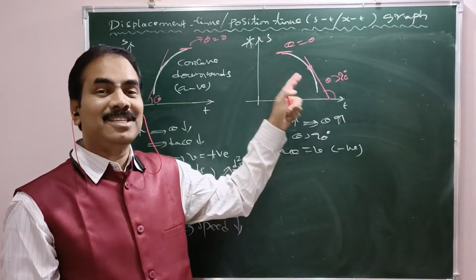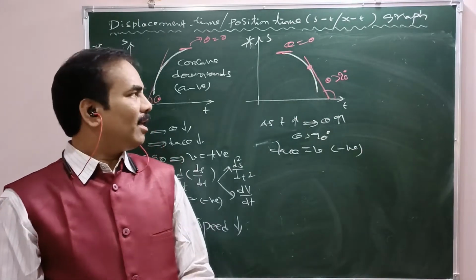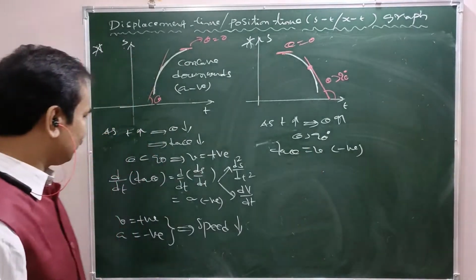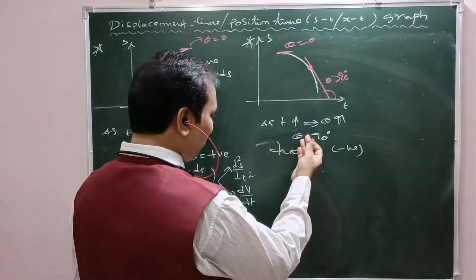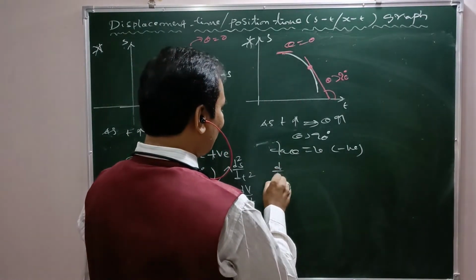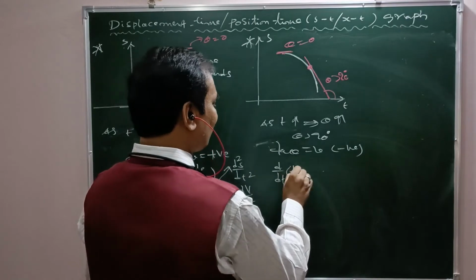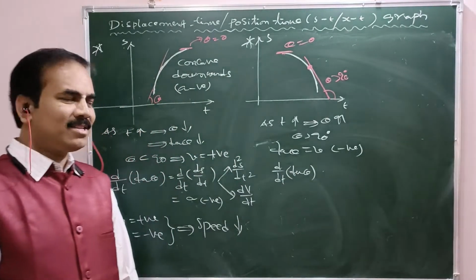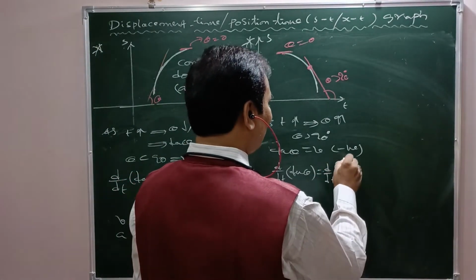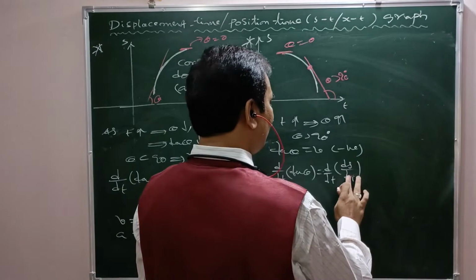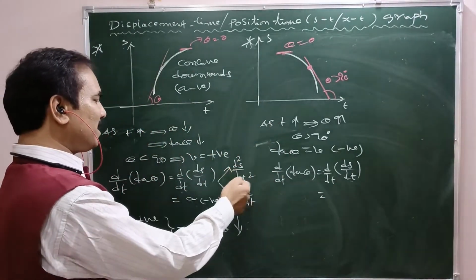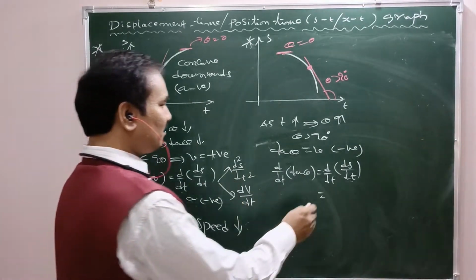Slope means velocity. Velocity changes linearly with time means acceleration is constant. That is, tan theta equals v. Now, how does the slope change? That is d by dt of tan theta, which is d by dt of ds by dt, that is d square s by dt square, or dv by dt. That is acceleration.